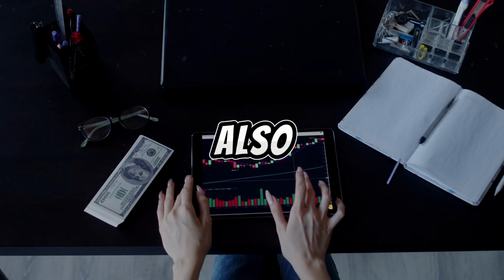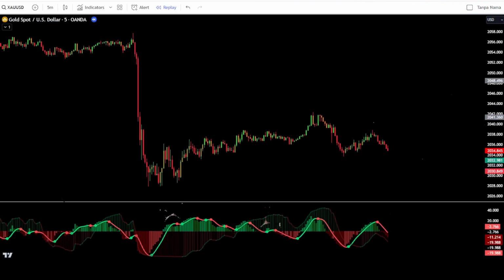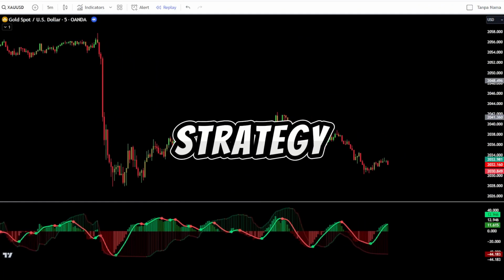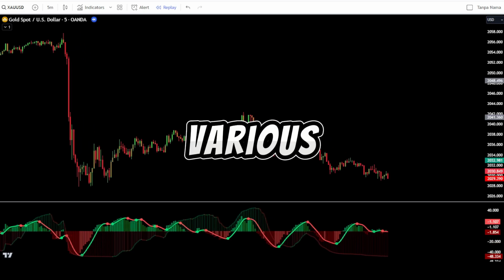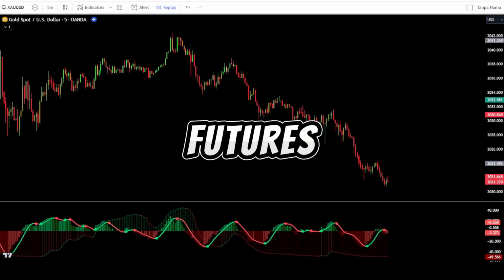However, you can also apply this trading strategy for daily or swing trading. Moreover, this trading strategy is versatile and can be used in various markets such as Forex, crypto, stocks, and futures.